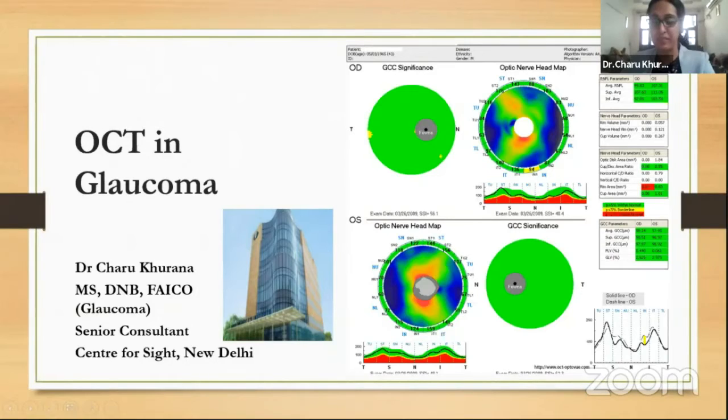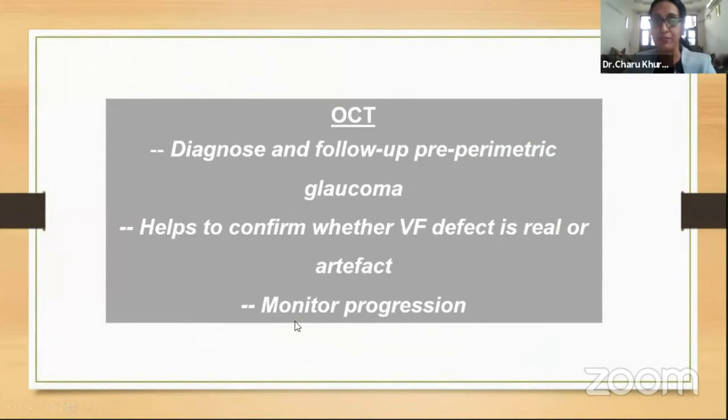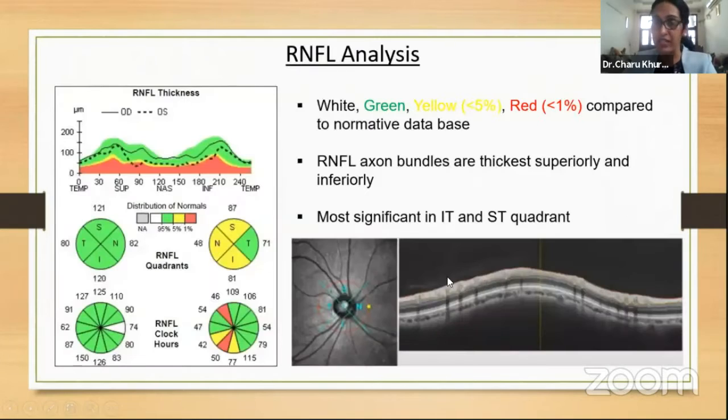So I thank you for giving me this opportunity to talk about OCT in glaucoma and for your kind words. Now, glaucoma, as we all know, is a triad of high intraocular pressure, optic nerve cupping, as well as visual field changes. But we know that there can be a wide variation in these, and often the cupping changes will precede the visual field loss by about 5 years. Visual fields can often not be always reliable or reproducible, and there are also fluctuations and errors in how the patients perform them. So we have OCT, which helps us to diagnose and follow up pre-perimetric glaucoma, helps to confirm whether the visual field defect is real or an artifact, and helps to monitor progression.